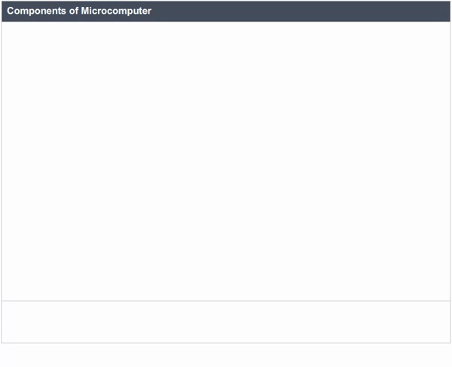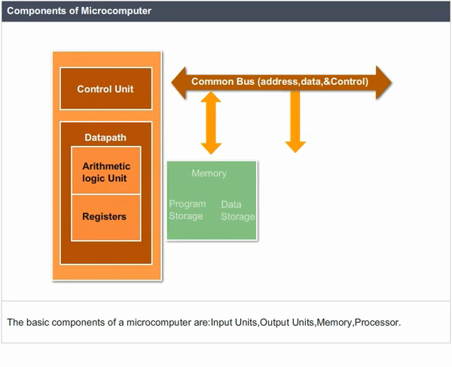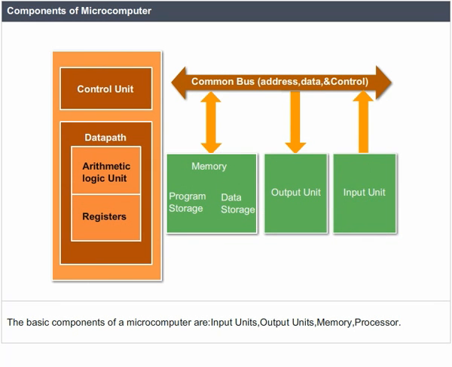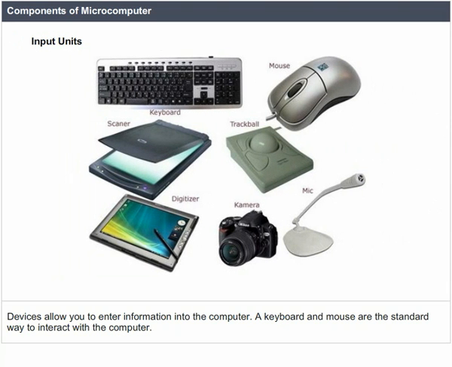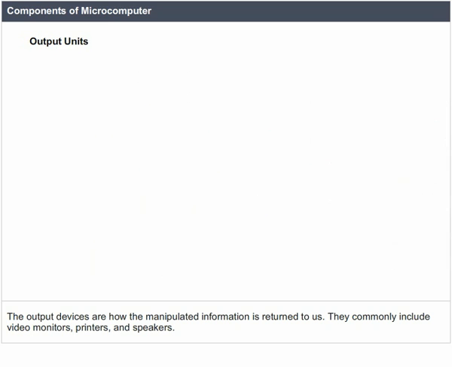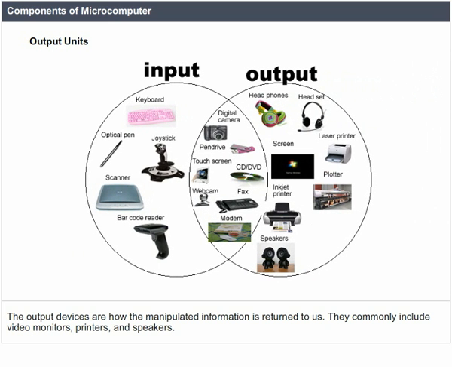Components of microcomputer. The basic components of a microcomputer are input units, output units, memory, and processor. Input units. Devices that allow you to enter information into the computer. A keyboard and mouse are the standard way to interact with the computer. Other devices include scanners, microphones, joysticks, and gamepads that are used primarily for games. Output units. The output devices are how the manipulated information is returned to us. They commonly include video monitors, printers, and speakers.